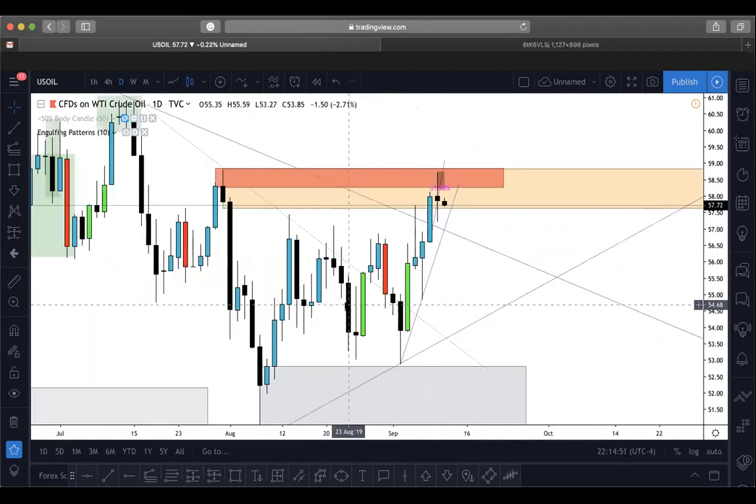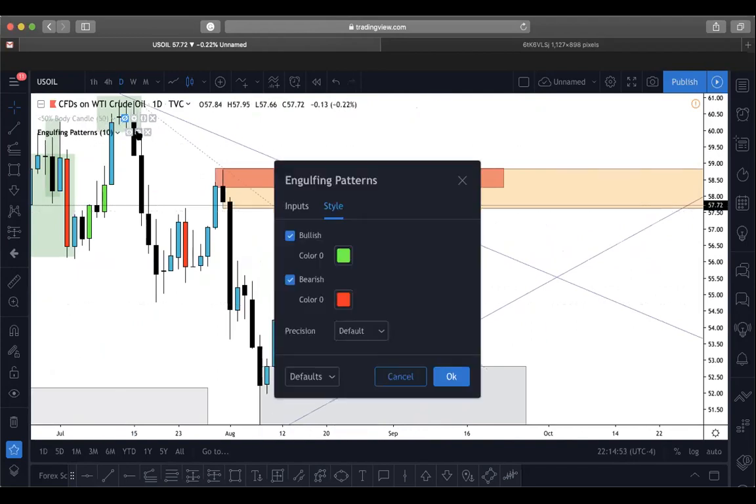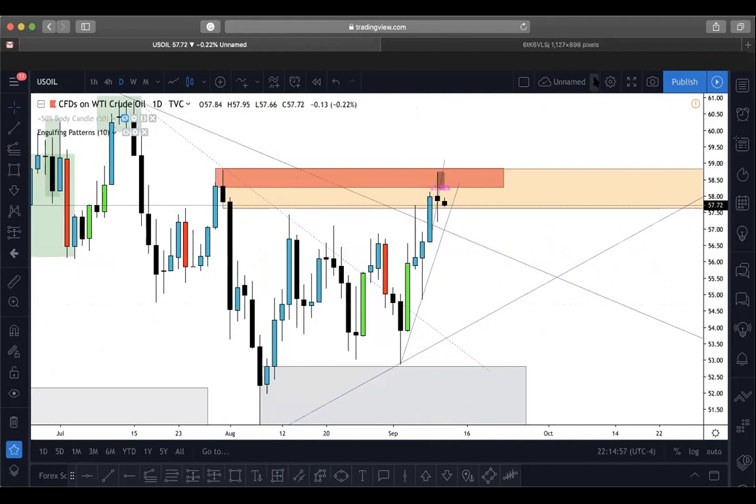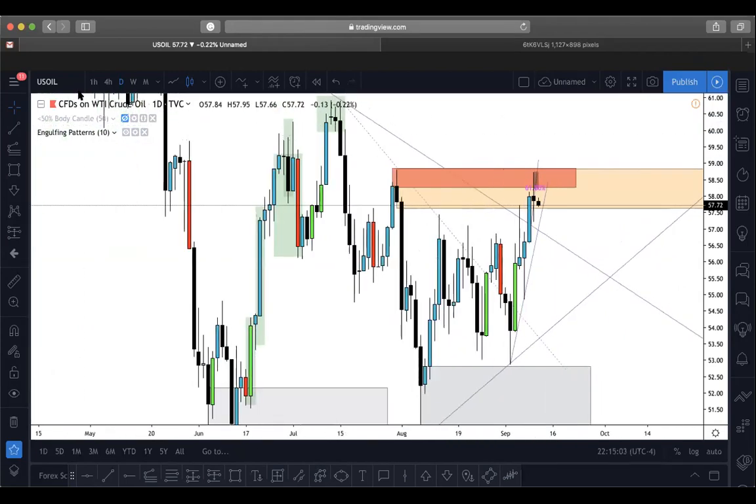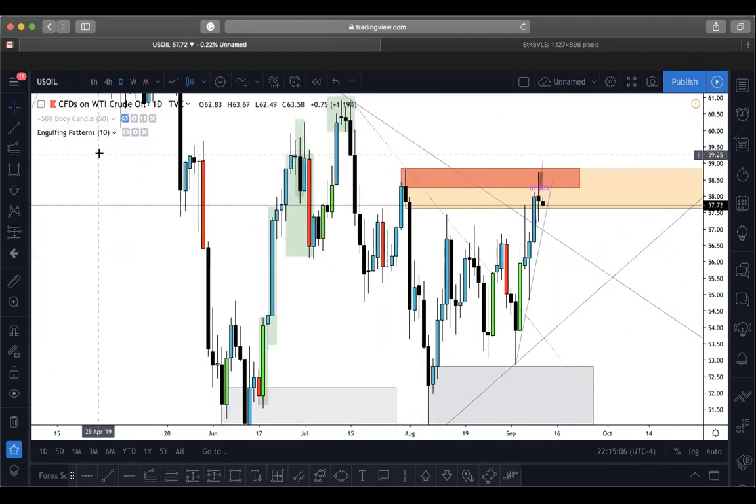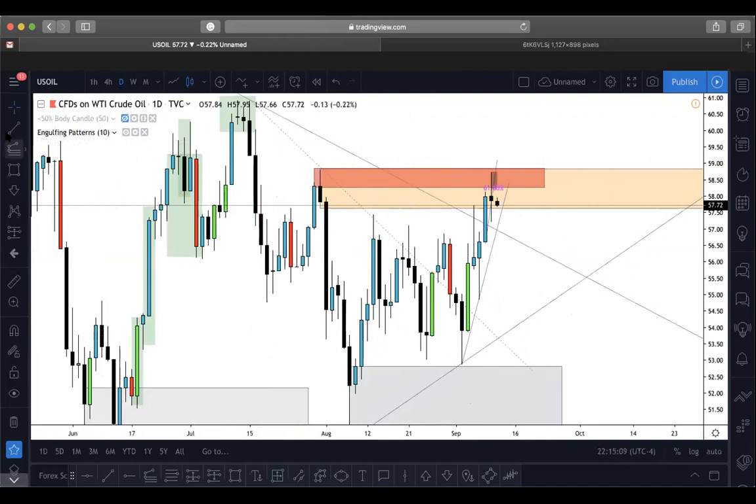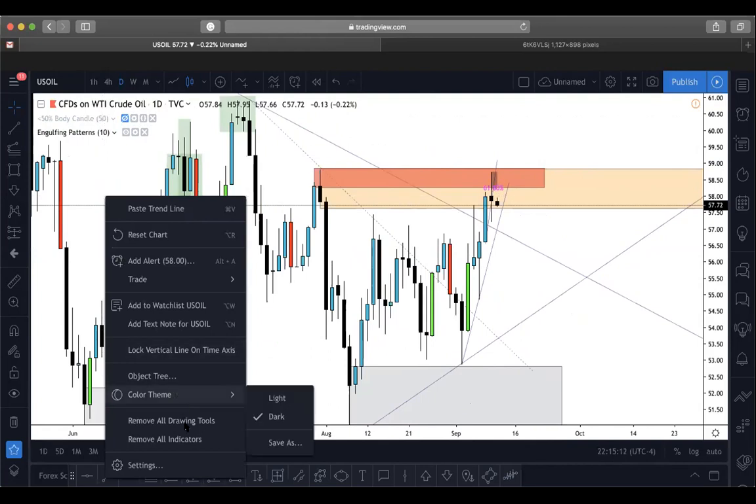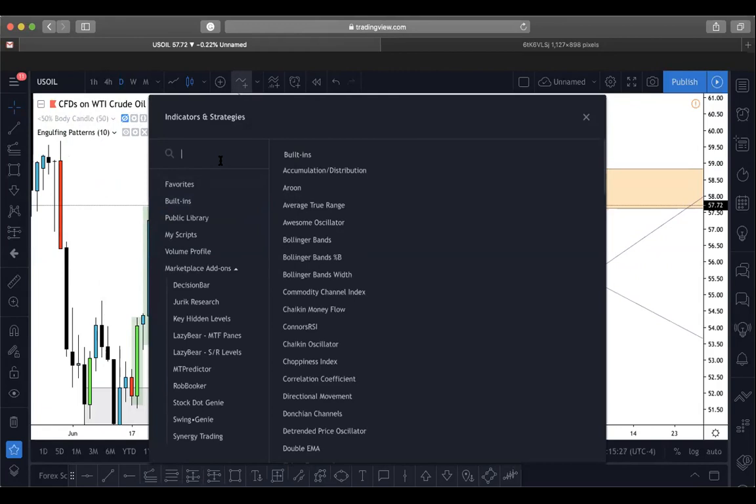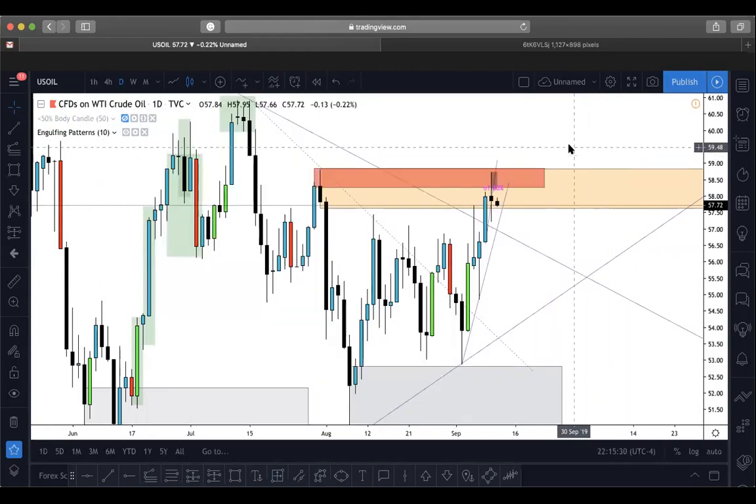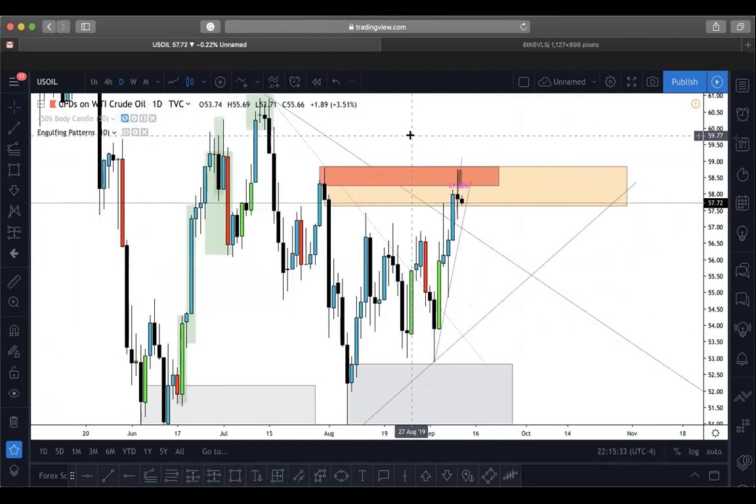If you want to get this pattern, let me see if I could find it. You go into add indicators, which will be this here. And then you type in engulfing patterns, and then you click it, and then it would come here. But yeah, any other questions?